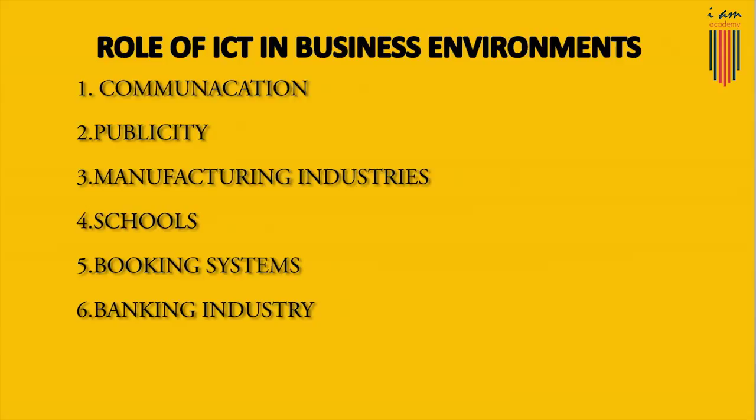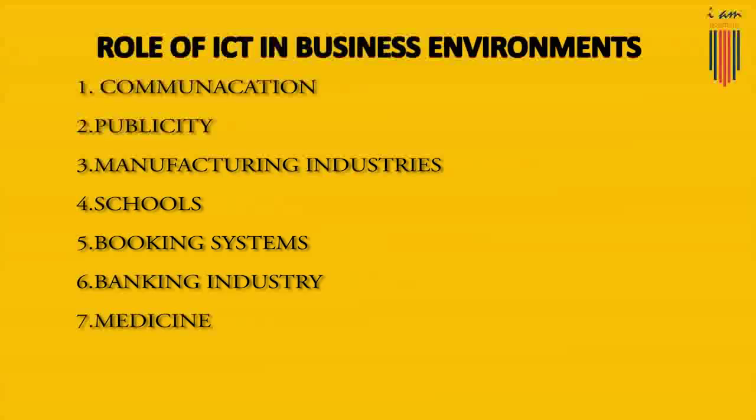Booking systems also include theater booking systems, cinema booking systems, as well as other types of shows that might require booking before attending. Another common application of ICT is in the banking industry, and there are numerous ways ICT is used in banking. This is where you will talk about things like ATM machines. There is EFT, which means electronic funds transfer. There is the use of credit cards and debit cards. There is phone banking and the now common internet banking.